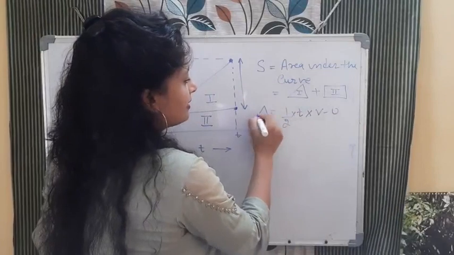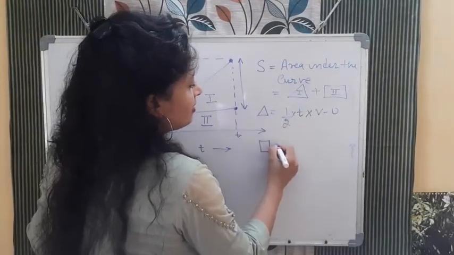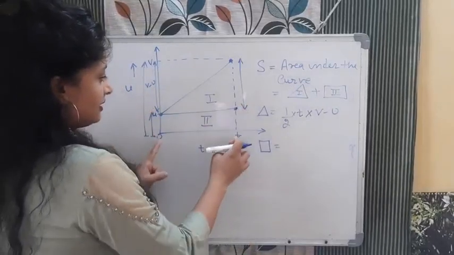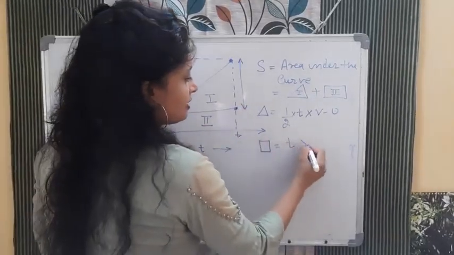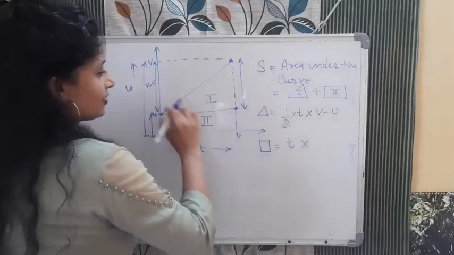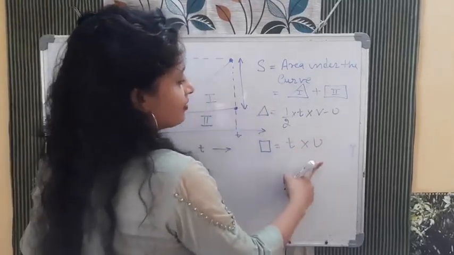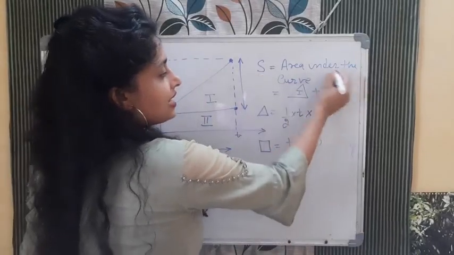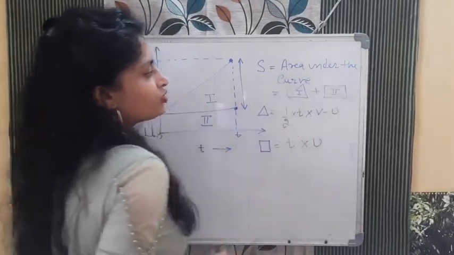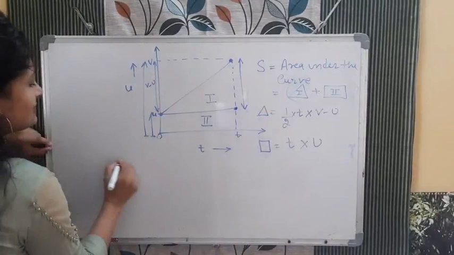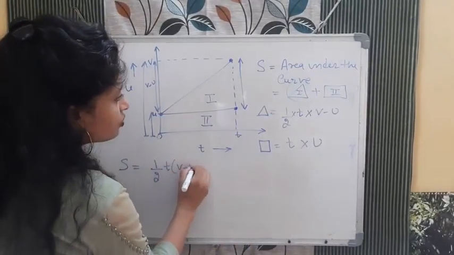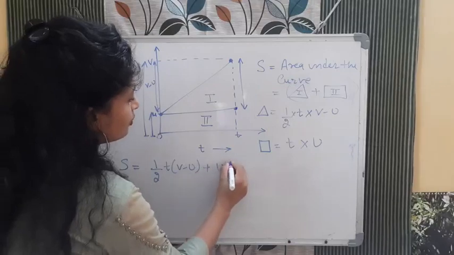That is done for the triangle. Now second is the rectangle. What is a rectangle? Length into breadth. In this case, this is the length, so length is t into breadth. This is u. So this is the area of the rectangle. This is the area of the triangle. Now we know distance is the area under the curve. So we need to add these two areas. So S is equal to half t into v minus u plus u t.